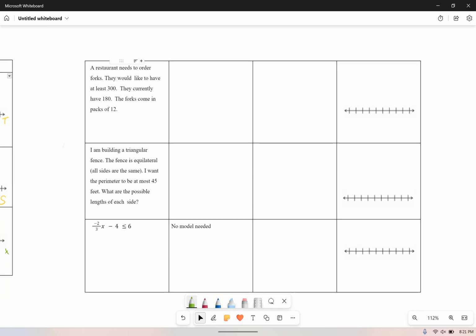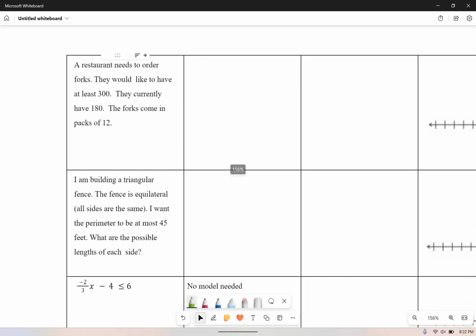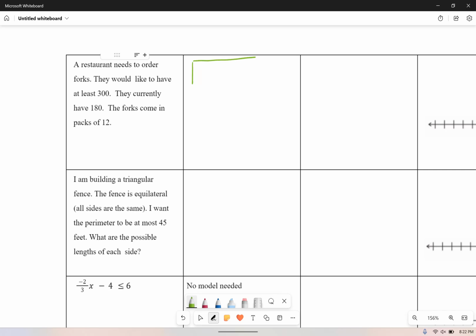A restaurant needs to order forks. They would like to have at least 300. So the number of forks I would like to have has to be, now it's a restaurant, so it has to be greater than or equal to 300 because it's a restaurant. I need to have 300. Now, currently, they have 180. They're going to buy forks, but they only come in packs of 12.